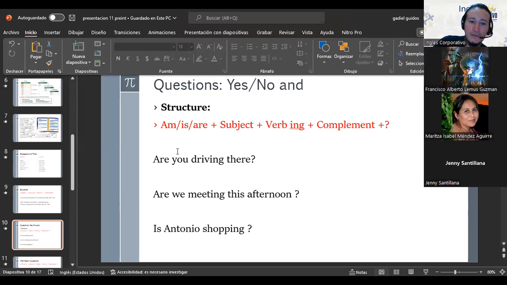That's the only thing. For example, in this case, we have, are you driving there? Okay, are you driving there? Plus the question mark, okay? ¿Estás manejando allí? ¿O estás manejando hacia allí? El otro sería, are we meeting this afternoon? Okay, are we meeting this afternoon? Okay, the complement. So the answer is going to be yes or no for these kind of questions, okay? Just like with the simple present, it's the same thing.